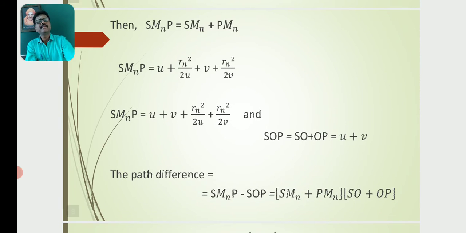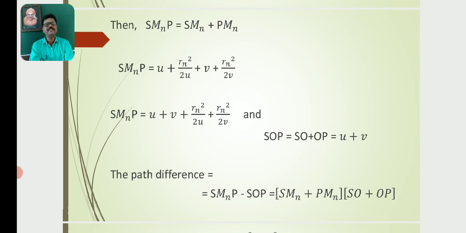From the diagram, SMnP is equal to SMn plus PMn. SMnP is equal to U plus Rn square by 2U plus V plus Rn square by 2V. Further, SMnP is equal to U plus V plus Rn square by 2U plus Rn square by 2V, and SOP is equal to SO plus OP, which is equal to U plus V.